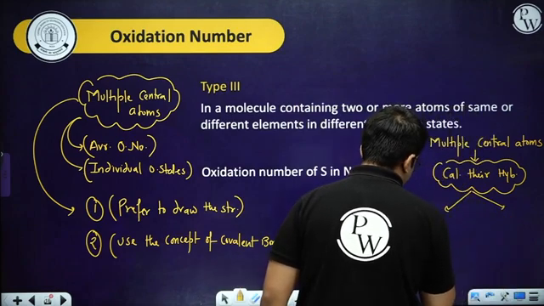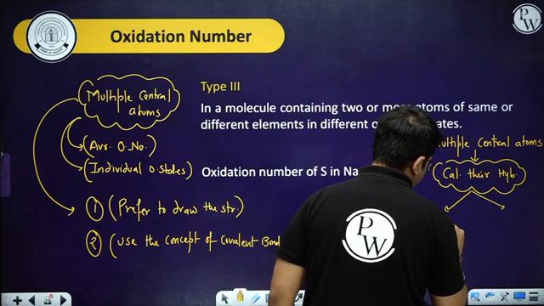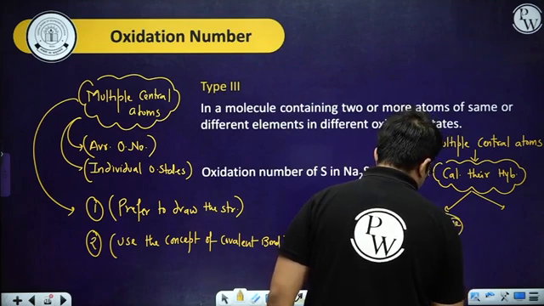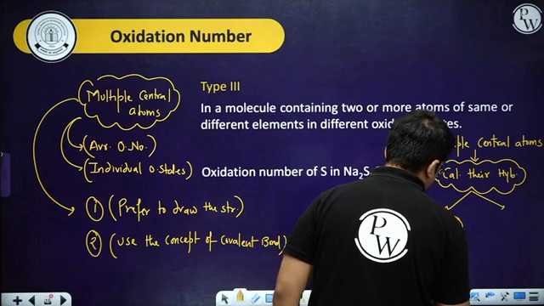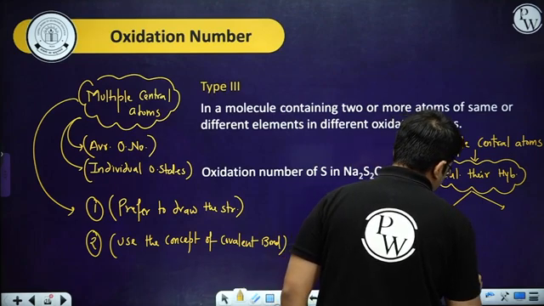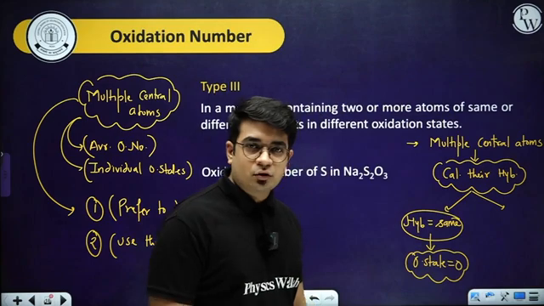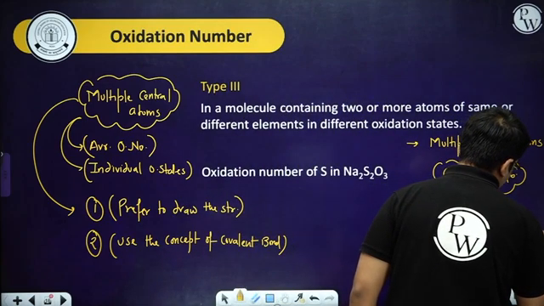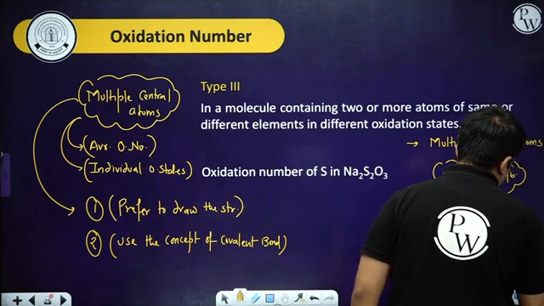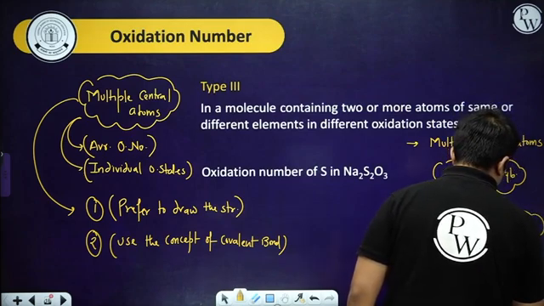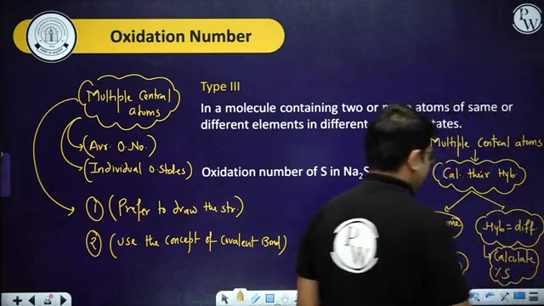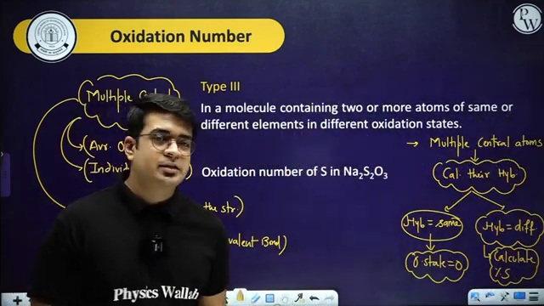It may be possible that the hybridization is the same. If hybridization is the same, then the oxidation state due to each other will be 0. If the hybridization is different, in that case, this is the most important case, then calculate the percentage S character.